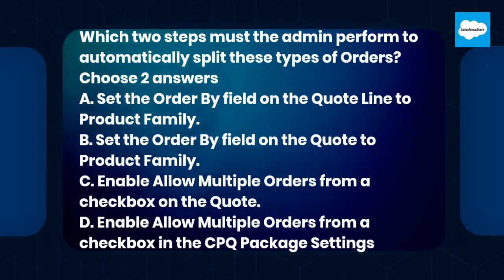Choose two answers. A. Set the order by field on the quote line to product family. B. Set the order by field on the quote to product family. C. Enable allow multiple orders from a checkbox on the quote. D. Enable allow multiple orders from a checkbox in the CPQ package settings.